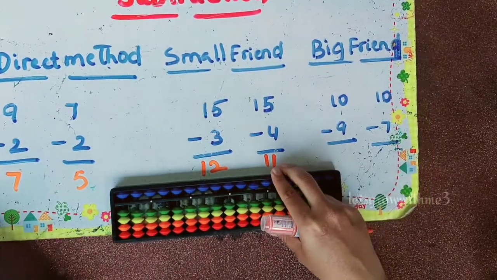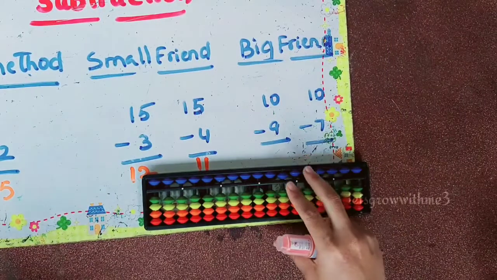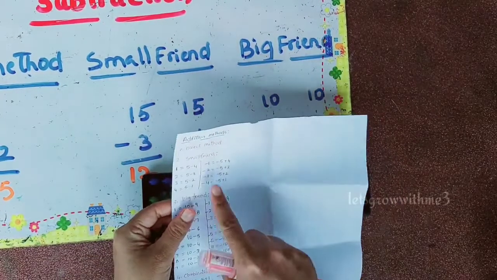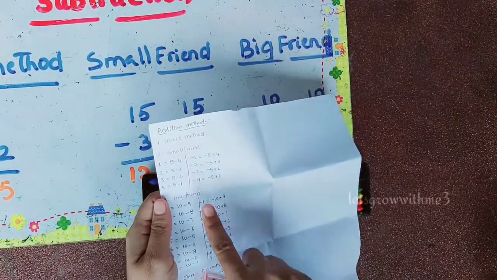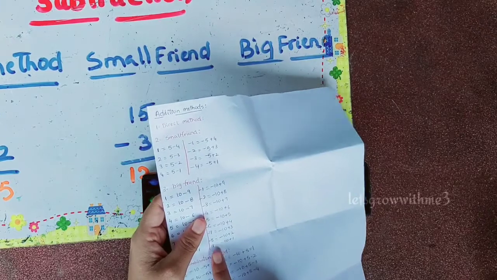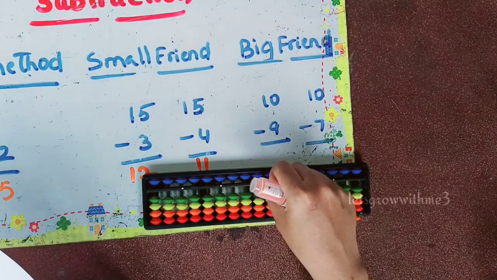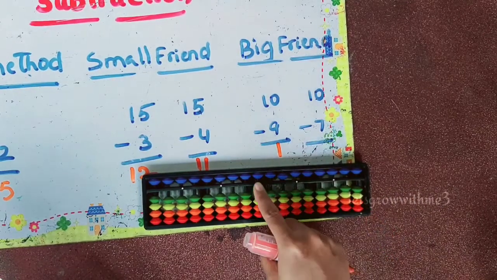So let's solve the next question. 10 minus 9. 1, 0, 10. So how to remove minus 9? Here we don't have beads. Then what's the formula? We can't use even small friend. So for values above 5 you need to go for big friend. So minus 10 plus 1. So the answer is 1.